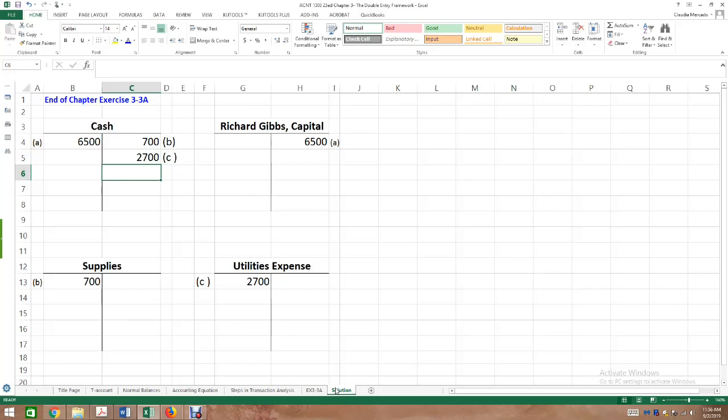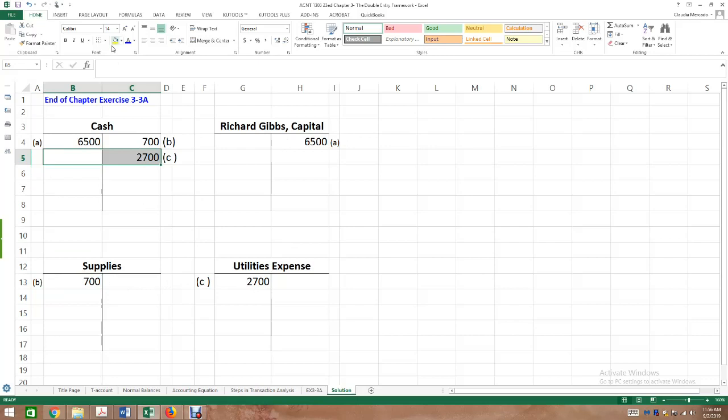Now, why are they only asking you to put the T account for cash? You only put a T account if you have more than one transaction posted. Because capital, utilities expense, and supplies only have one transaction, this is the ending balance on the account. So we don't have to put it because we already know we only have one transaction posted to each. That's going to be our balance.